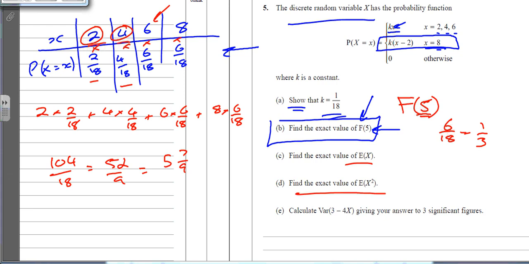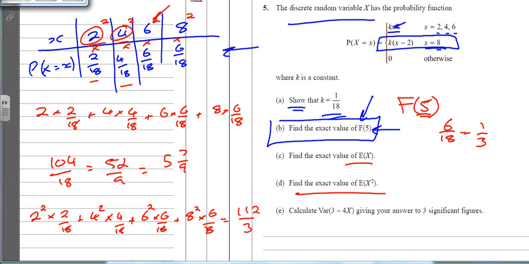Find the exact value of E of x squared. Again, it's something we've looked at. For E of x squared, you need to square our values and times them by the probabilities. So it's going to be 2 squared times 2/18 plus 4 squared times 4/18 plus 6 squared times 6/18 plus 8 squared times 6/18. Then you work that out, which equals 112/3, which is 37 1/3.